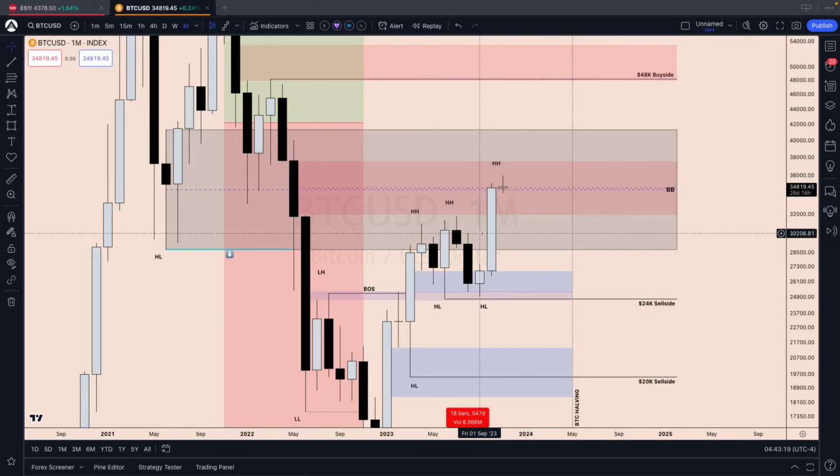We will see what's happening here. We could really see a retracement or just some continuation lower before the next Bitcoin halving.